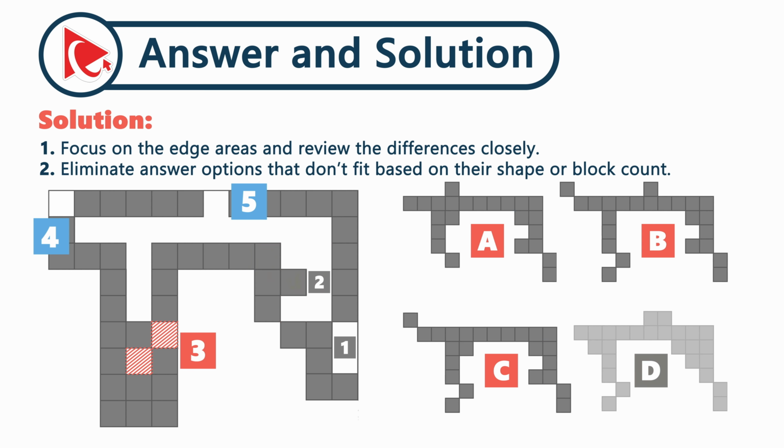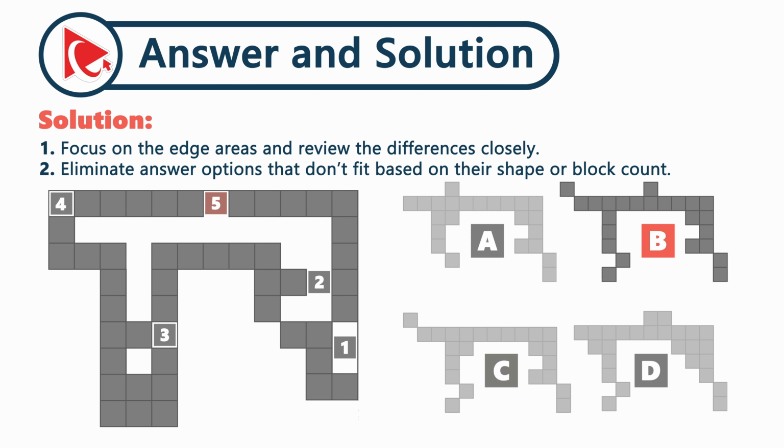Now let's look at edge area 3. It has 2 missing blocks, and this pattern only exists in shapes B and C, so we can also eliminate choice A. Edge area 4 has 1 missing block, but unfortunately it's not helpful because this pattern still exists in choices B and C. Well, our last hope is edge area 5. Let's see if it's gonna be helpful. And voila! I think we're getting closer to the right answer because now we can eliminate choice C.